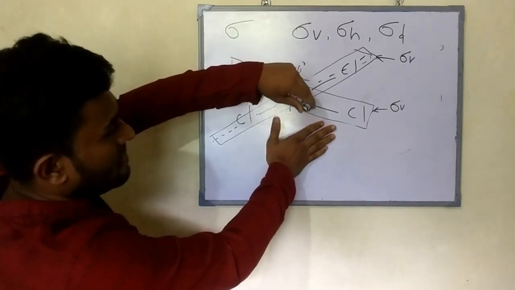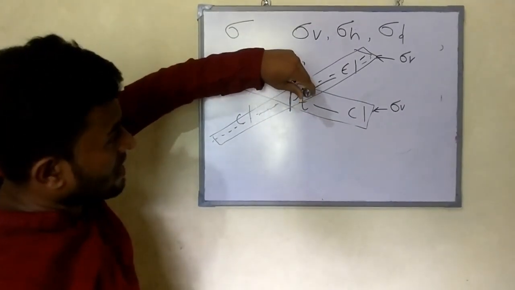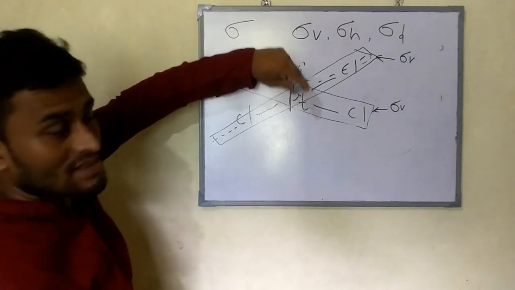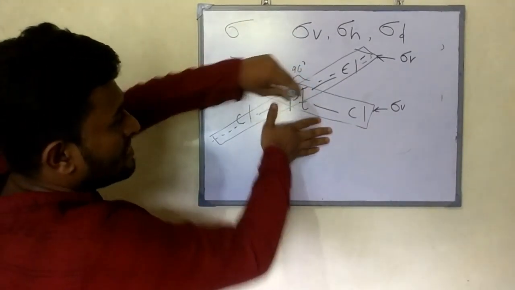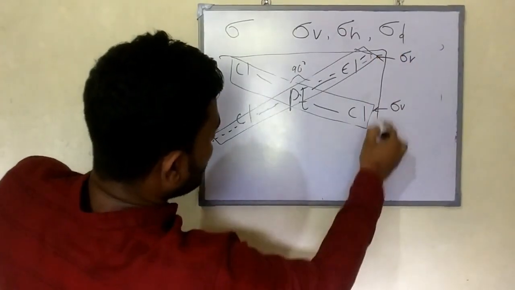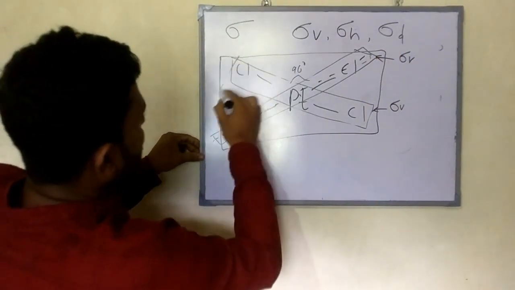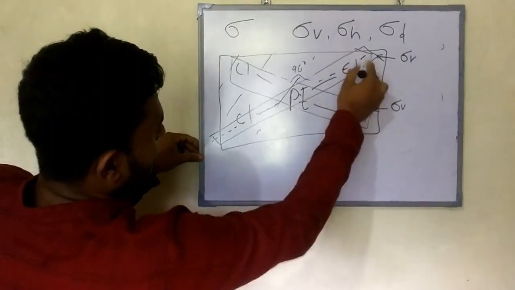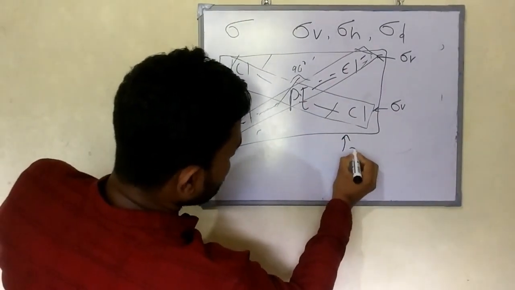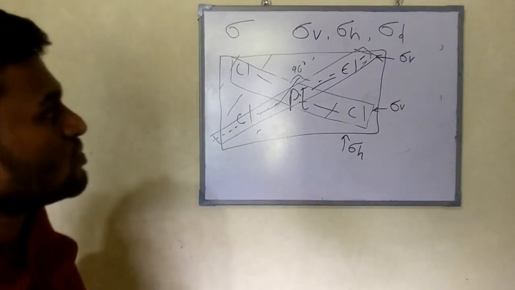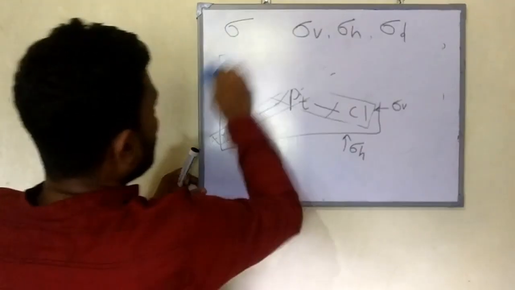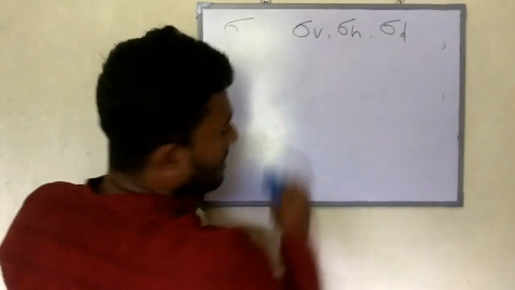Sigma h will be this plane. It is a rotation around the Pt atom, and the sigma h is perpendicular to that axis. So this is your sigma h. Then you want to know what sigma d is.